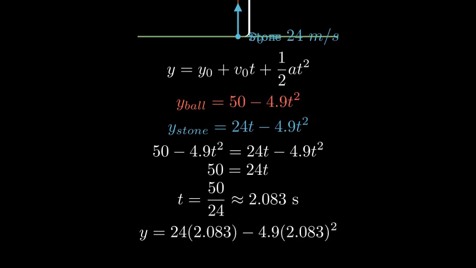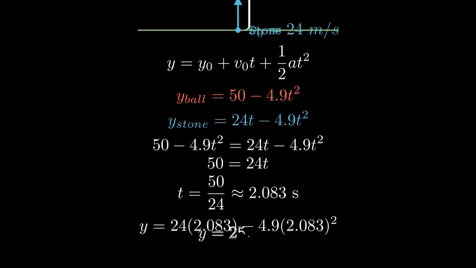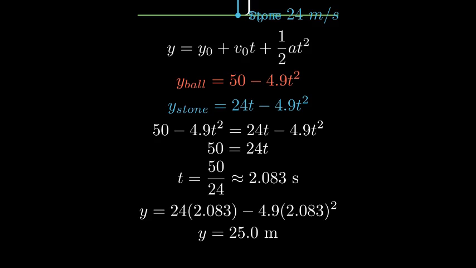y equals 24 times 2.083 minus 4.9 times 2.083 squared. Calculating this out, we find that they collide at a height of 25 meters above the base of the cliff. Let's visualize this collision.